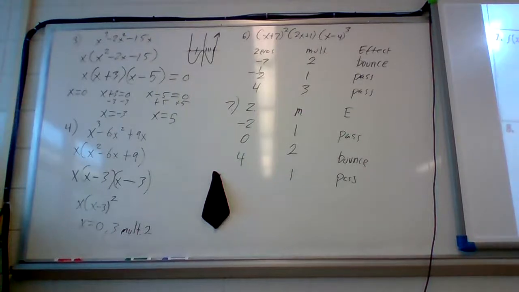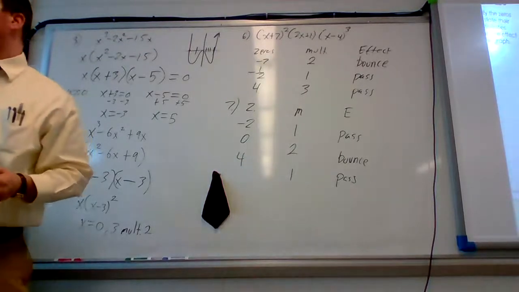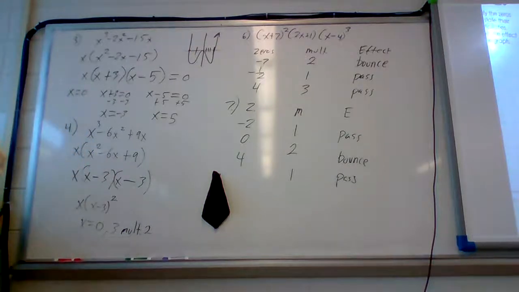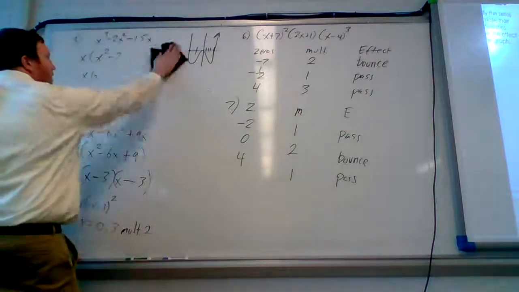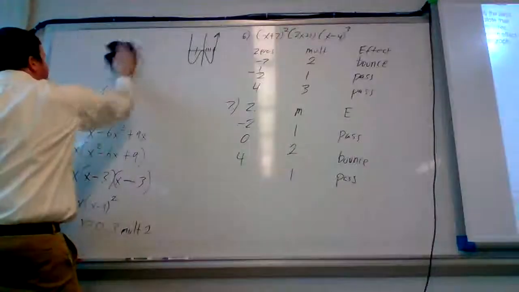So then our last one, number 8. A polynomial function has a 0 at -6, multiplicity of 2, and 2, multiplicity of 1. Write a polynomial function in standard form that could represent this function. So how could we write that in standard form?